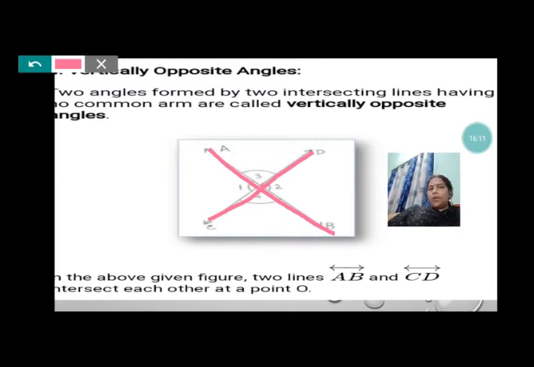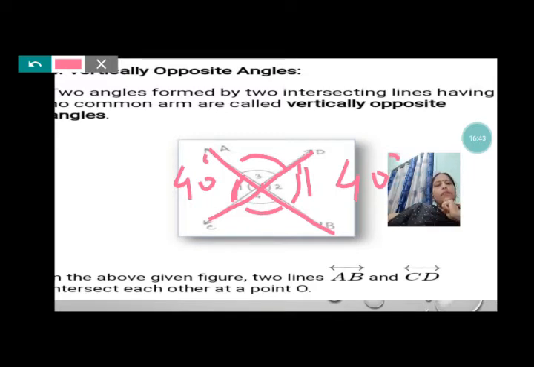And this is the feature of vertically opposite angles also. What we have read is that opposite angles are equal. So we can understand that angle 1 will be equal to angle 2, and the measure of angle 4 will be equal to angle 3. If this is 40 degrees, then angle 2 will also be 40 degrees. Now we have to find out what angle 3 is. So how can we find it?